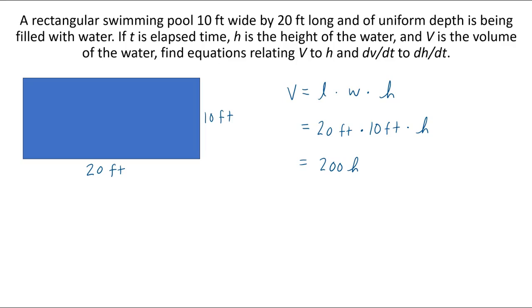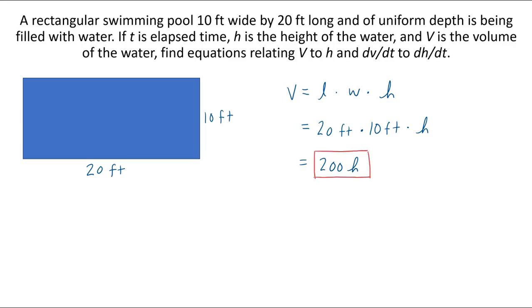So what that means is if we want to find the volume of water in the swimming pool at any given time, we can plug in a depth of the water, whether it be 1 foot deep, 2 feet deep, 3 feet deep, and then we multiply that depth by 200, and that gets us the volume of the water in the swimming pool.